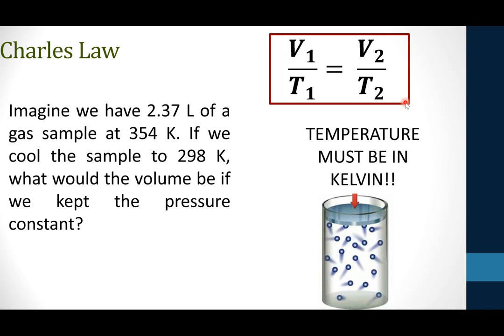Because the proportionalities are different, right? Boyle's law was inverse, Charles' law is direct. Because the proportionalities are different, the formula is going to look a little bit different. So the formula is V1 over T1 equals V2 over T2, or divided by T2.